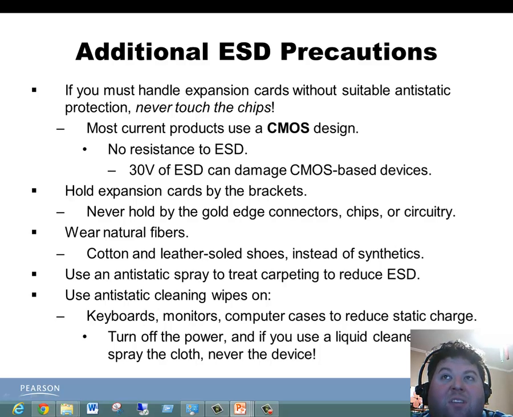If you're doing a lot of work in this, something you can do is wear natural fibers. They also make an antistatic spray. If you are forced to work in an area with carpeting, you can spray the antistatic spray on some of the floors. And then you can also keep antistatic cleaning wipes around and use those to clean your keyboards and monitors and things like that.